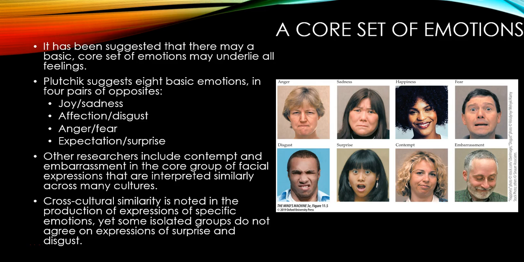In terms of emotions, it's been suggested that there are a basic set of emotions that underlie all of our feelings. Oh, look at these faces here. And there's some controversy or some differences in opinion about what those basic emotions are. Here are some of the ones that are pretty universal: anger, sadness, happiness, fear, disgust, surprise, contempt, and embarrassment. The contempt and embarrassment ones are included in the core group.